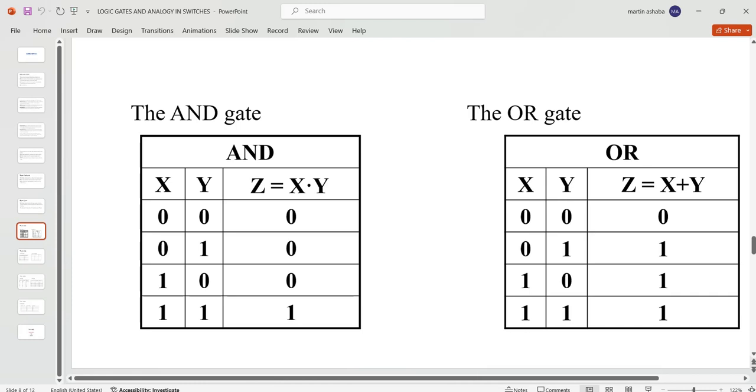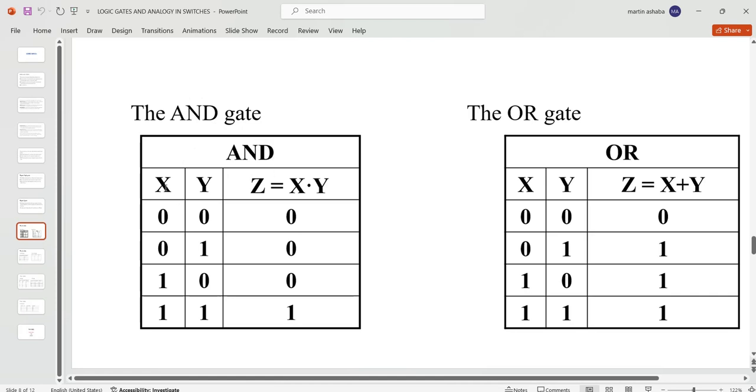logic operations. Now, in this lecture, we are going to look at the AND gate and the OR gate. How are they used? And then their truth table, and then we verify the results of the truth table in our circuit simulator called Multisim. So let's begin with the AND gate.